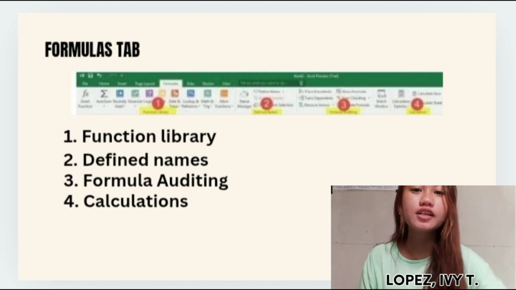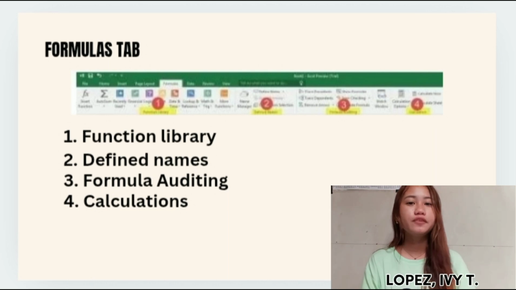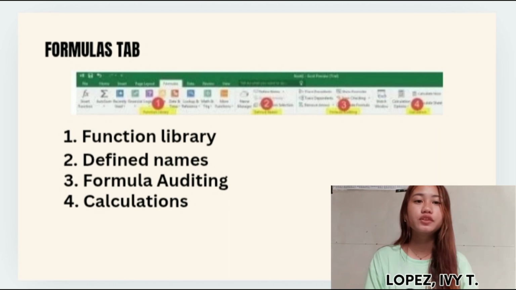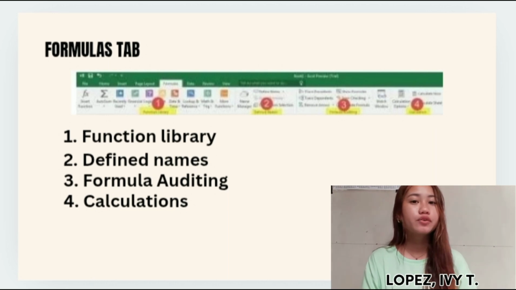And number 2 is Define Names. This is a fairly advanced but useful feature. It can be used to name cells, and these named cells can be called from any part of the worksheet without worrying about the exact locations.